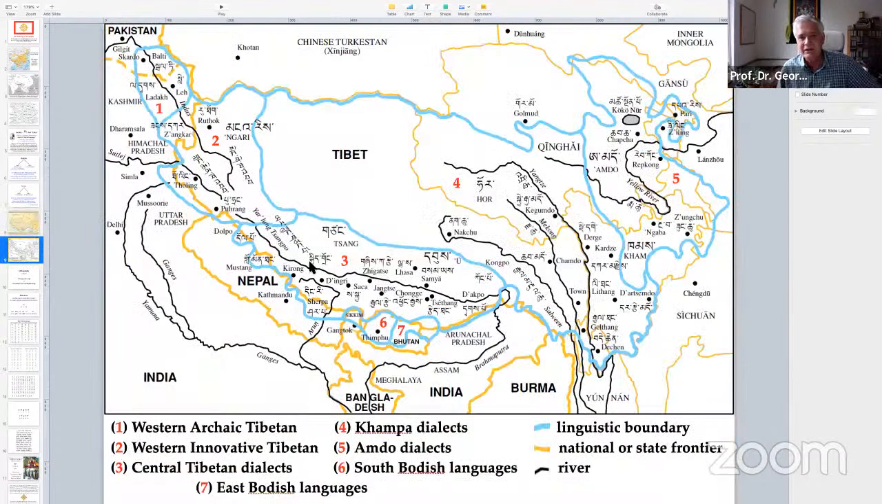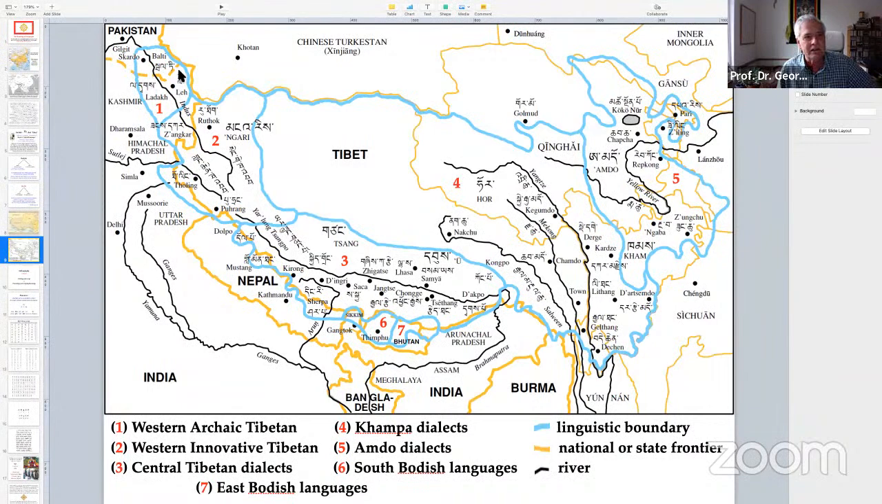This is a dialect map. It's a bit confusing because of the colors. The linguistic boundaries are blue, and the national boundaries are ochre. But here you see that Tibetan is spread all the way into the northwest, into this dotted line, because actually this is Pakistan-occupied Kashmir, and so it's not an international boundary.